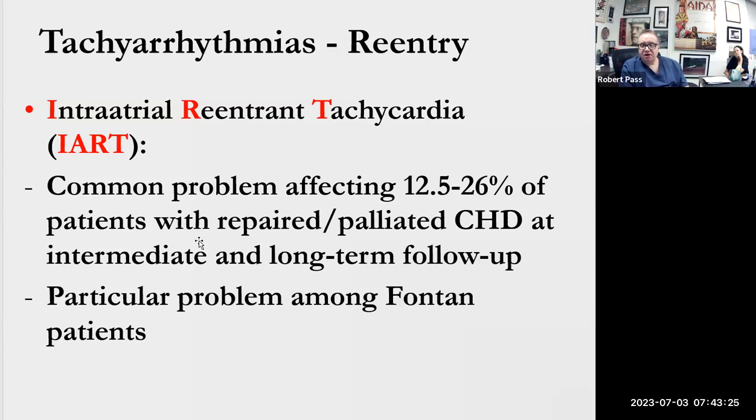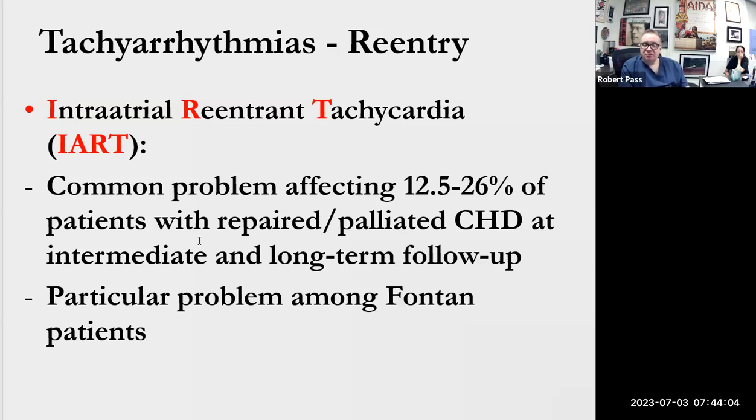It is a very common problem that affects between 12 and 25% of patients with repaired or palliated congenital heart disease. And interestingly, the longer you are out from the palliation, the more likely it is that you will develop this arrhythmia. In most medical things, if you get out a certain number of years, your risk of having a problem goes down. But in fact, any patient who's had heart surgery, because they've had an atriotomy, is at theoretical risk for the development of intra-atrial reentrant tachycardia or atrial flutter.